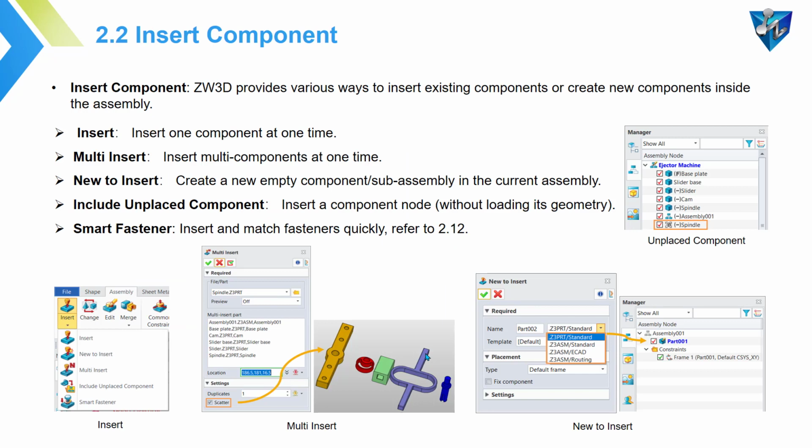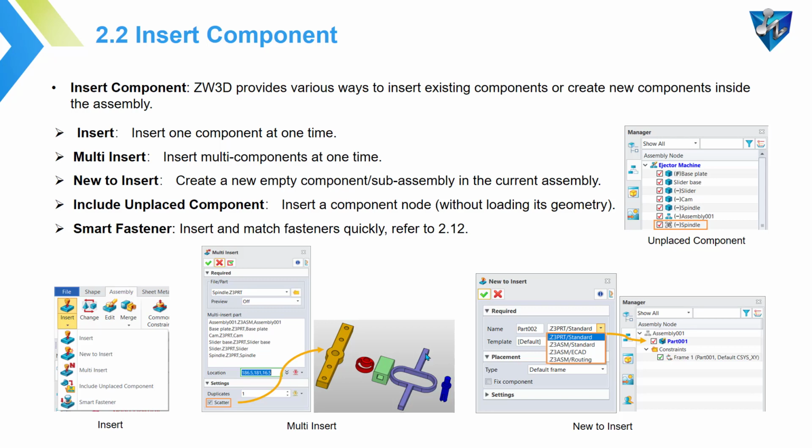After that, we can insert existing components or a new part inside the assembly. There are several ways to do that. For example, standard insert. We can insert one component at one time. As for multi-insert, as the name suggests, we can insert multiple components at one time. New to insert means creating an empty component or sub-assembly in the current assembly level.